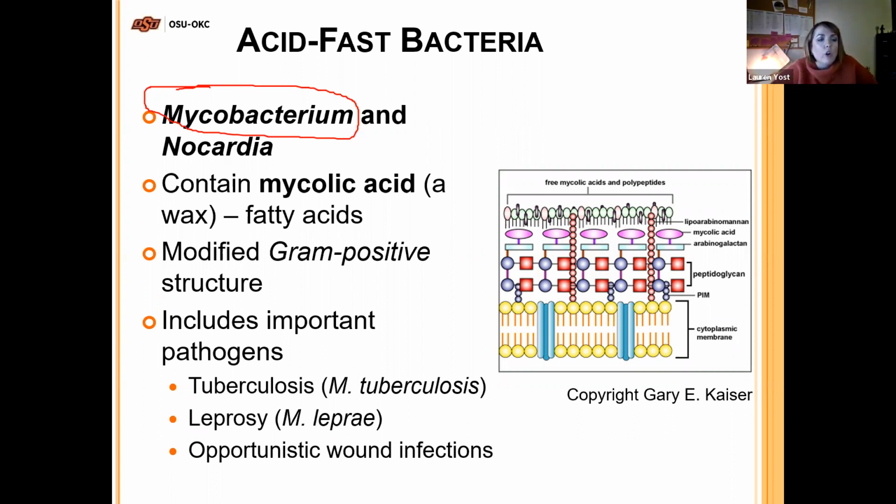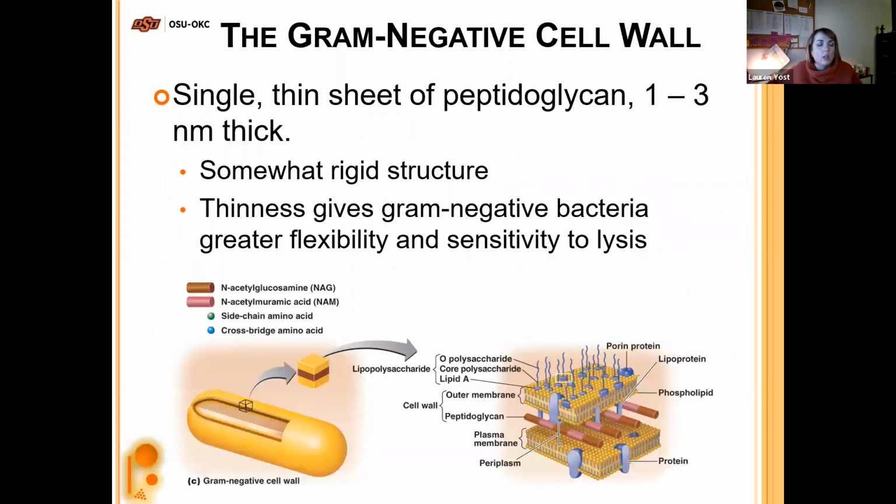So they have something called mycolic acid. That's why they are called Mycobacterium. They have this acid in there that's sort of like a wax that helps increase the structure of the cell wall. It makes it a little bit stiffer, a little bit more hardy. Tuberculosis and leprosy have these.